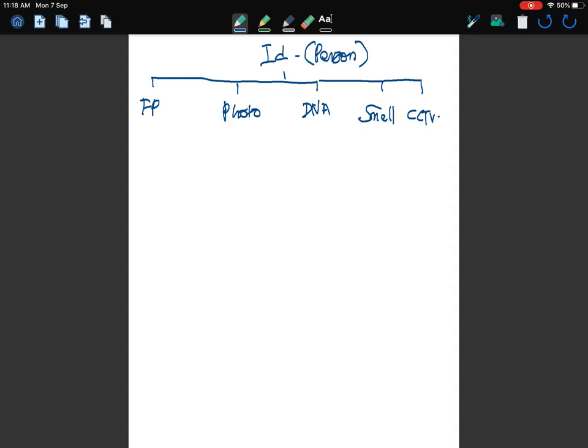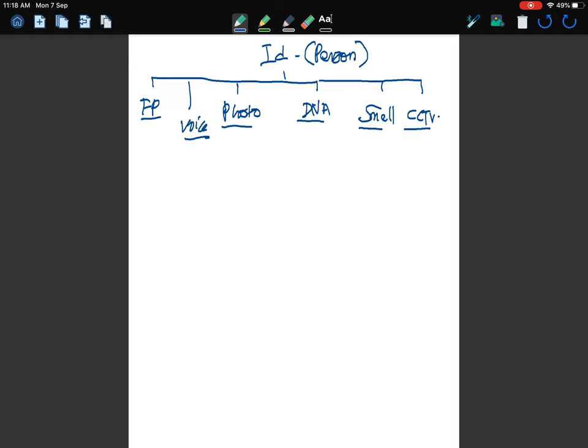You have identification using smell, so you identify a person by virtue of his smell. You have basically CCTV identification, where you identify a person through a CCTV. And the other one will be maybe identification by voice. So you can identify a person by voice identification.